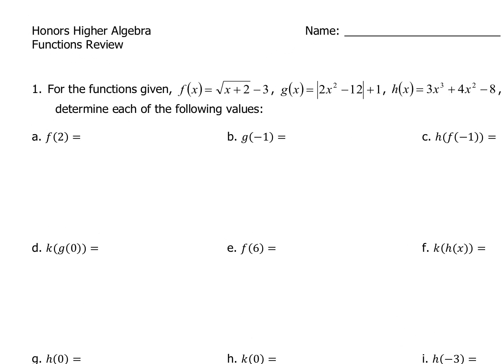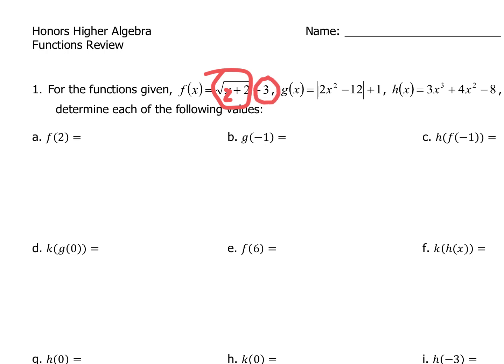Obviously, sticking 2 in a function is pretty easy. So this would be square root of 4, which is 2. Don't think there's 2 square roots. There isn't. It's just 2. And then 2 minus 3 makes negative 1. This is a pretty easy concept.